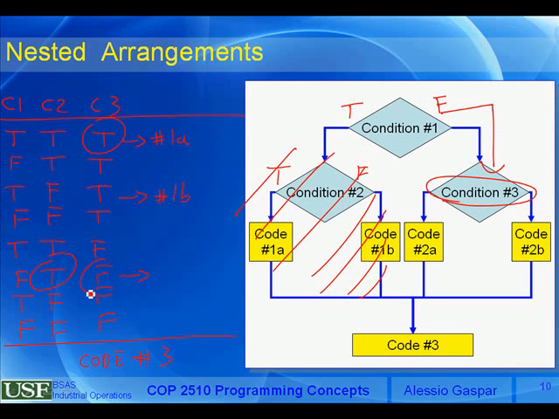which is going to evaluate condition number 3. Condition number 3 is false. This is true, this is false. I'm going to execute this code and then code 3. So I got code number 2b executed. Code number 2a was not even considered. Outcome of this path of execution, 2b got executed and then code 3. And that's all there is to it.